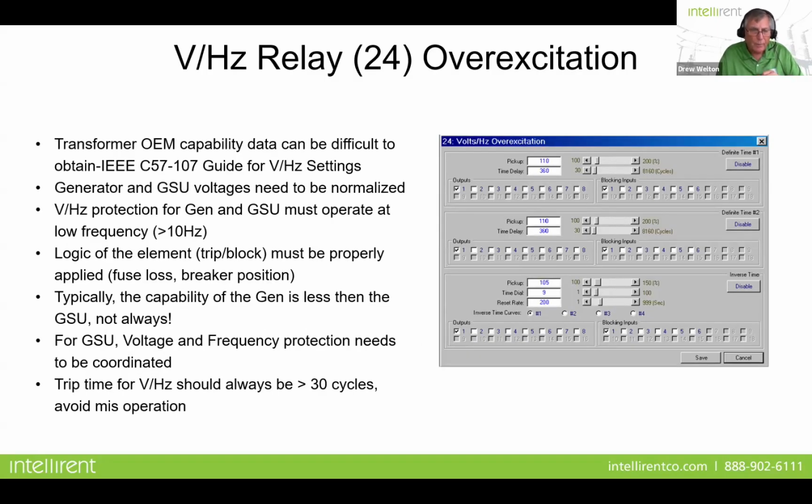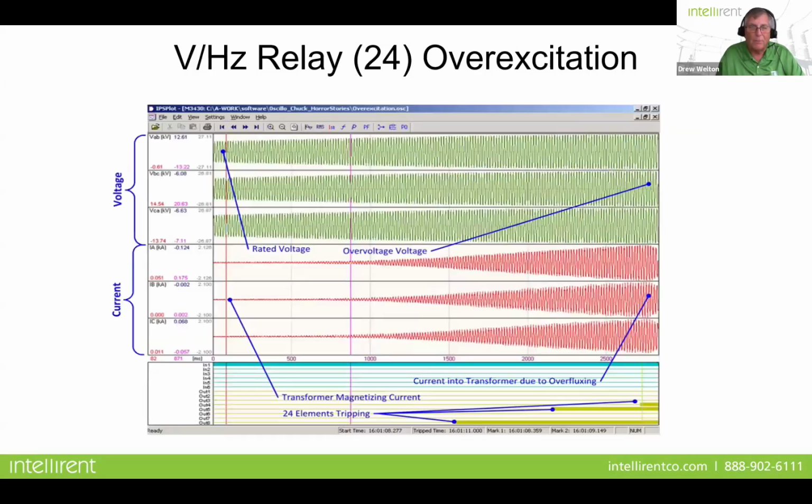So transformer OEM capability data can be difficult to obtain. I'd refer you to C57.107 to give you some nominal settings and what that should look like. You have to make sure that you don't set it too sensitive. You apply proper time delays, because if you nuisance trip the volts per hertz element, which can happen very easily if it's not set properly, you could take a whole system down, and I think NERC might get a little bit upset with that.